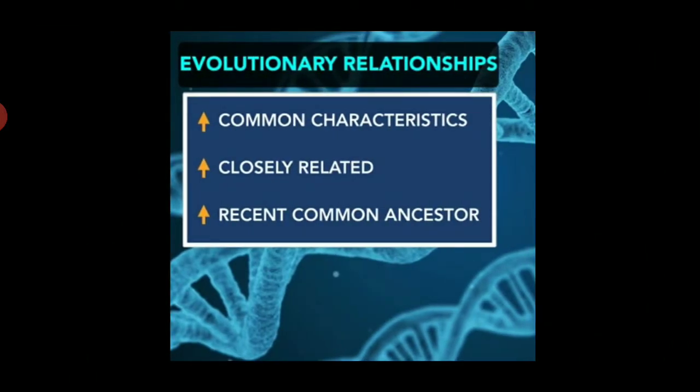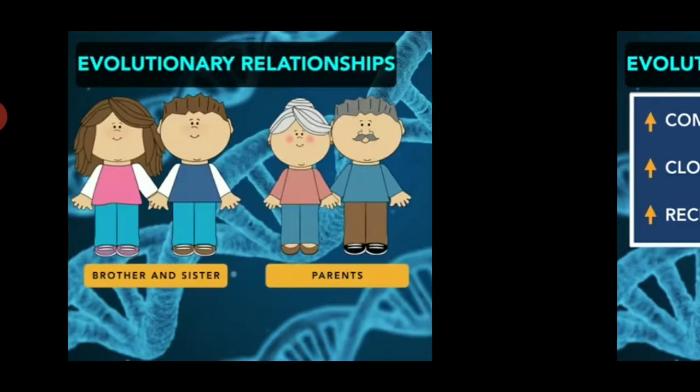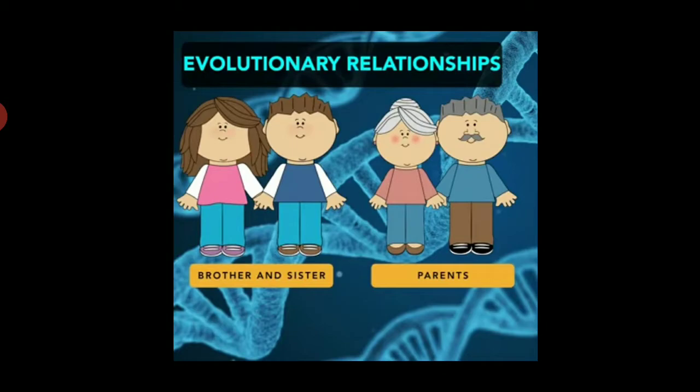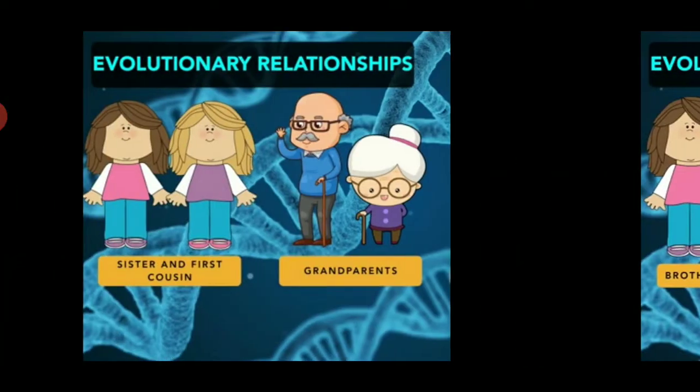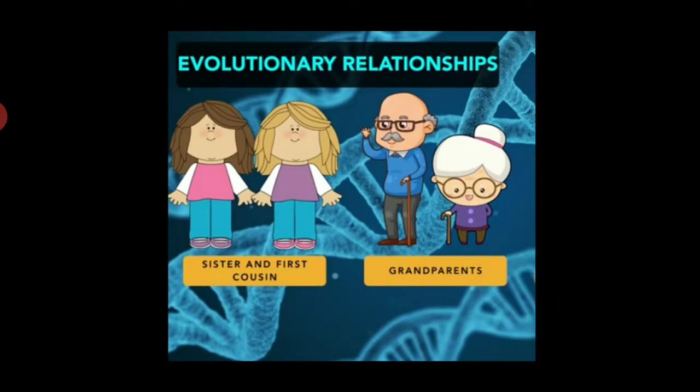Evolutionary relationships. If they have common characters, they are closely related and share a recent common ancestor. Here, brother and sister are closely related because they have a common ancestor, that is their parents. Sister and first cousin are related because they have the ancestors grandparents. Like this, at a certain point of evolutionary time, we can find species which are closely related and have a common ancestor to each other.